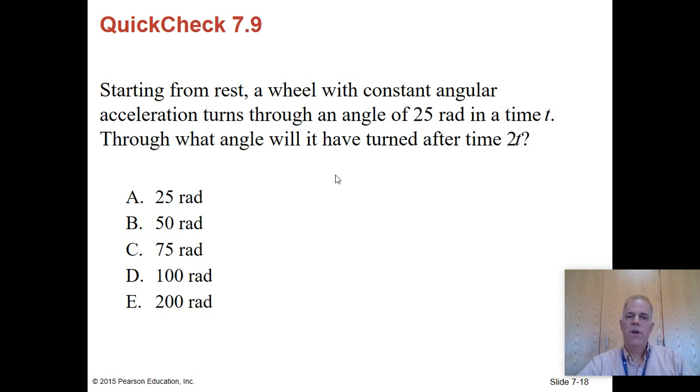Next one's a little more tricky. Here it is. We want to know in this one what angle in radians it has gone through after time 2t. Okay, so definitely pause this one and think about it. I'll give you a hint here in a second before I go over.